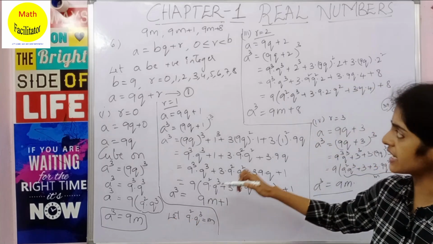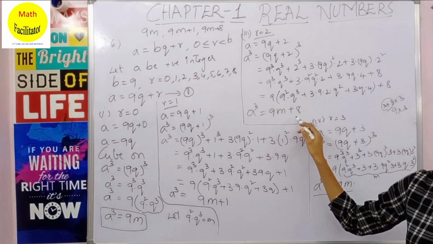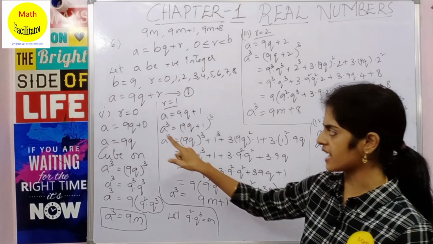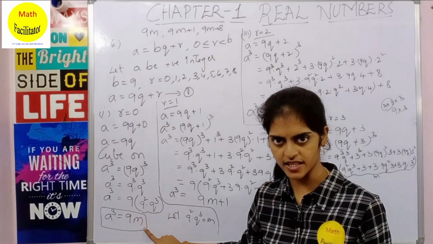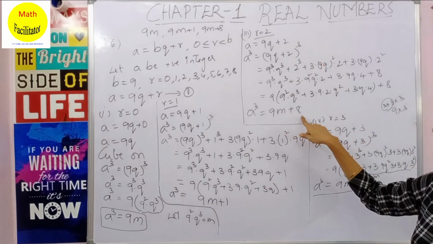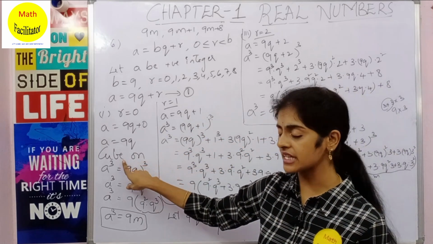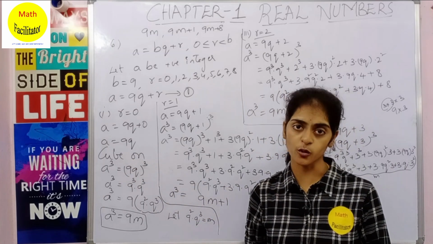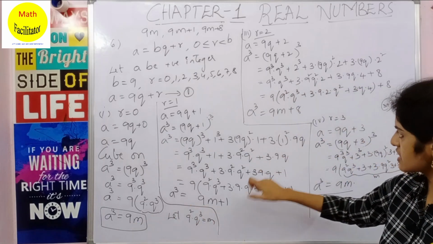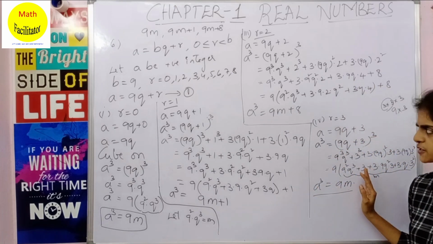Clear? So if you take r equal to 4 also, you will get this one. If you take r equal to 5, you will get this relation. That means this is repeating. So we have already proved that when r equal to 0, a cube is 9m. When r equal to 1, a cube is 9m plus 1. When r equal to 2, a cube is 9m plus 8. So cube of any positive integer is of the form 9m, 9m plus 1 and 9m plus 8. Why are we cubing here? Because in the question they asked us to cube. It is proved here, so you don't have to continue these steps. You can stop it here.